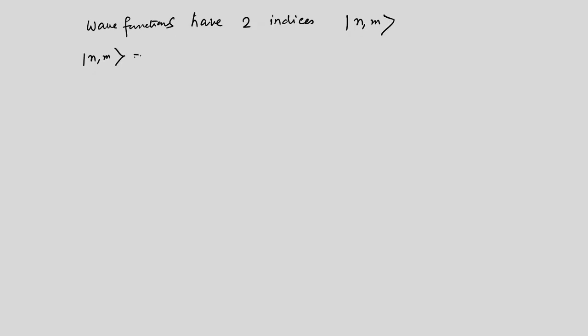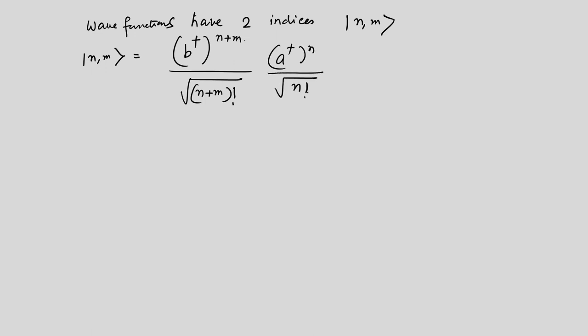For a given value of n, there are so many values of m possible between minus n to plus n, and then you go to another value of n, again from minus n to plus n, all these values are possible. And these n and m states can be written as b dagger to the power n plus m divided by root over n plus m factorial, and a dagger to the power n divided by root over n factorial, acting on 0, 0.